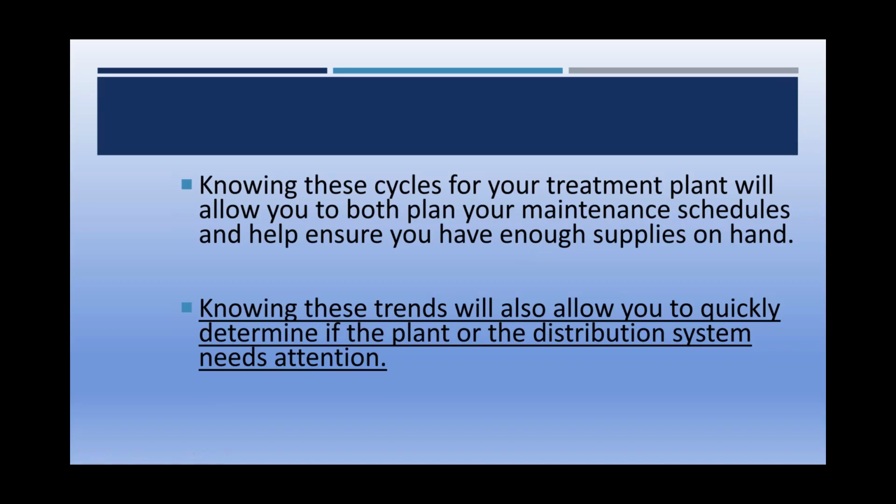So again, knowing these cycles for your treatment plant will allow you to both plan your maintenance schedules and help ensure you have enough supplies on hand. It'll also let you know whether or not your distribution system needs attention. Sometimes you'll have an issue in the plant, but sometimes you'll have an issue in the actual distribution system, which is for the most part underground. Sometimes you'll find water coming to the surface that you can actually see that indicates where a leak is, but often you won't. Often there'll be no indication at all above ground that there's a problem. The only way you're going to know is if you're doing proper data measurement and monitoring pressures and consumption rates, etc.